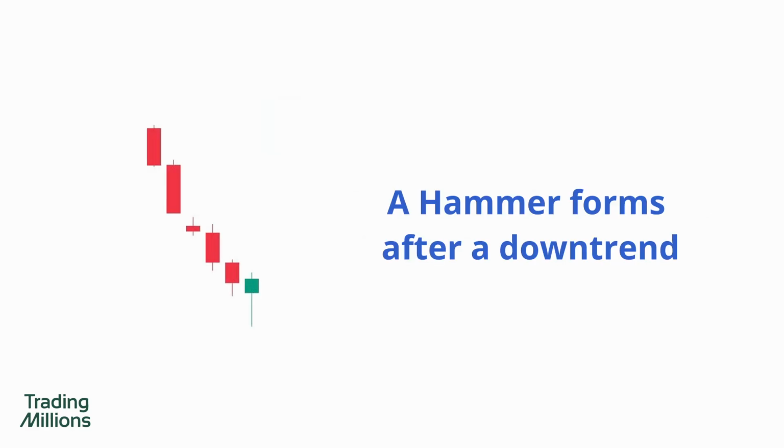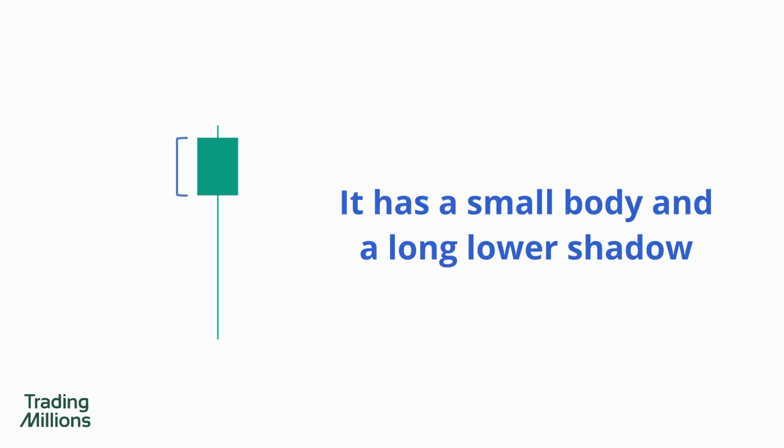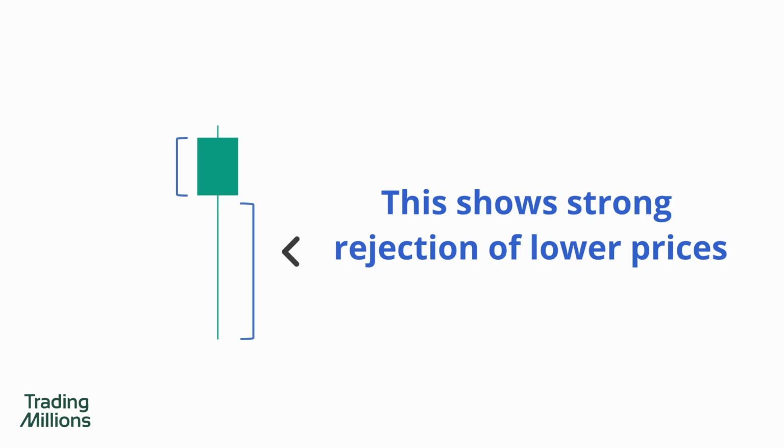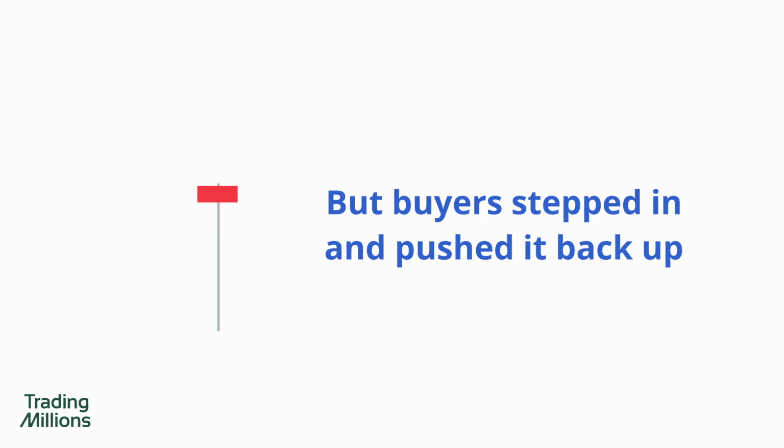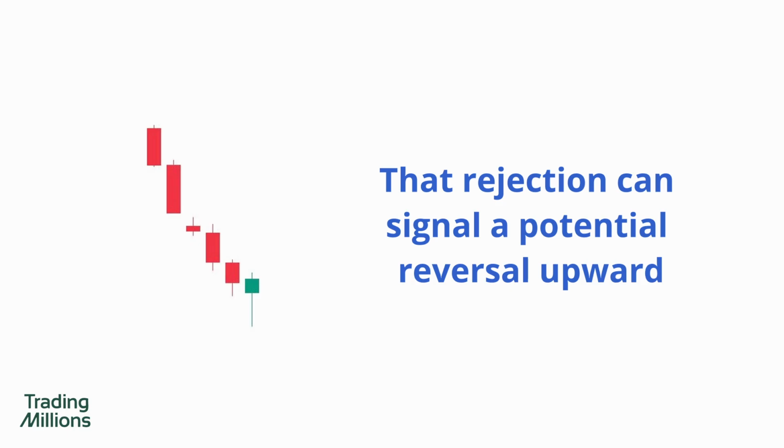A hammer forms after a downtrend. It has a small body and a long lower shadow. This shows strong rejection of lower prices. Sellers pushed price down, but buyers stepped in and pushed it back up. That rejection can signal a potential reversal upward.